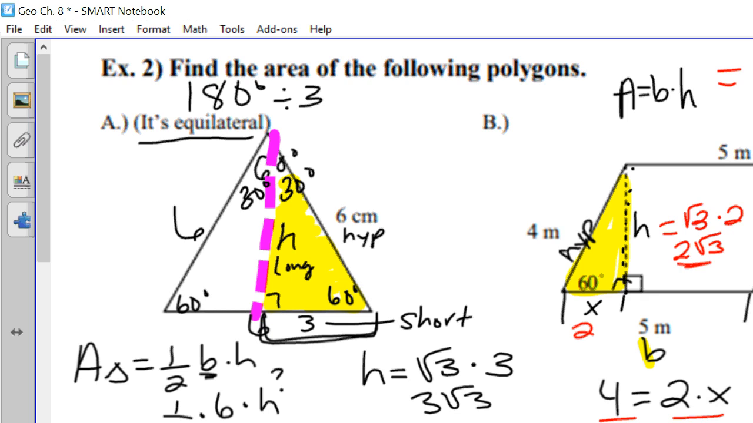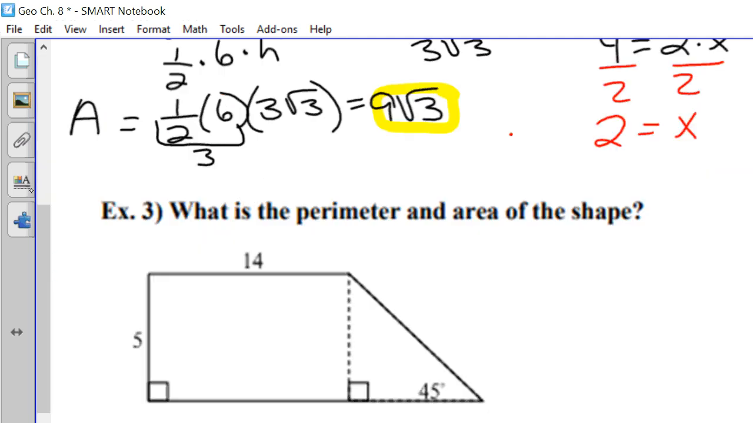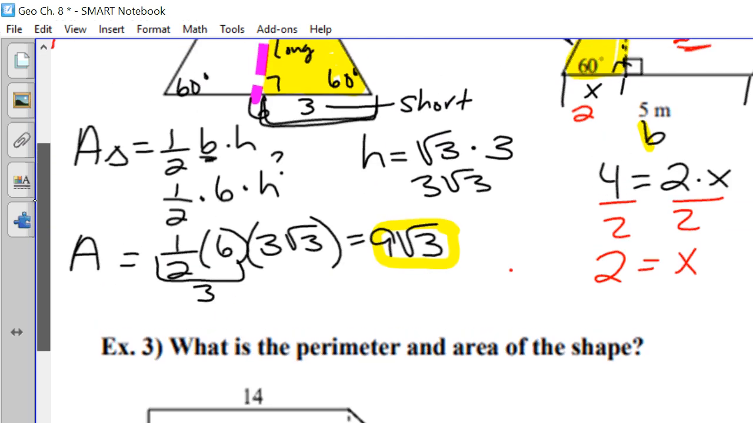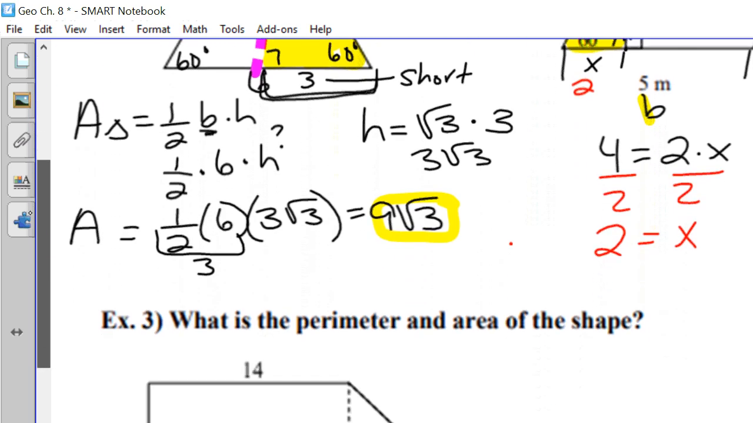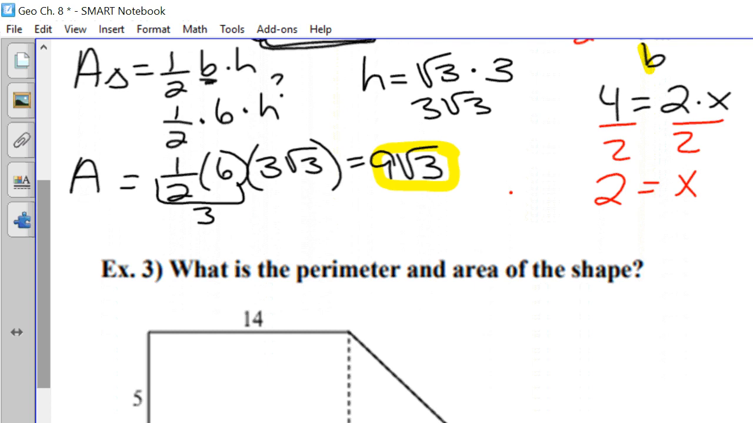So the area of this parallelogram is 5 times 2 root 3, or 10 root 3. We have one more. You guys got this one? What is the perimeter? Oh, they got us here. They're really getting us. What is the perimeter and area of this shape?